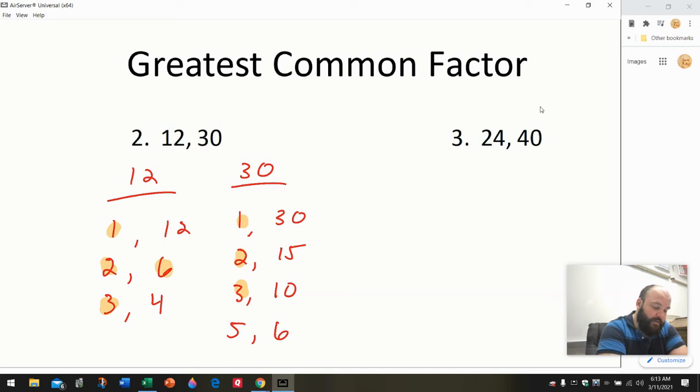They also share 6. Which one is the biggest? Well, I think that's pretty obvious. It's 6. So that means 6 is the GCF.